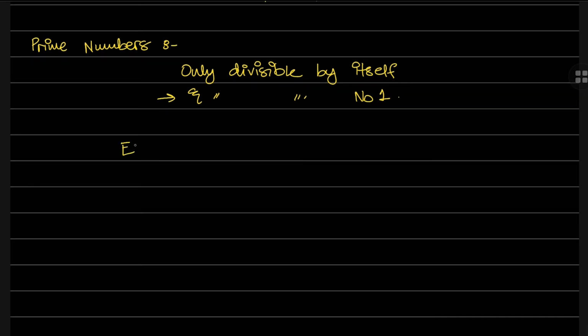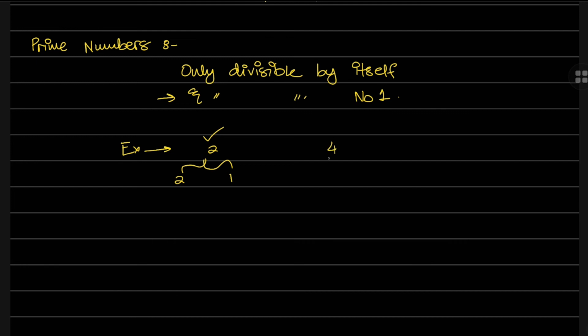So let's suppose we have the number 2. 2 is divisible by the number 2, which is itself, and the number 1. So 2 would be a prime number.